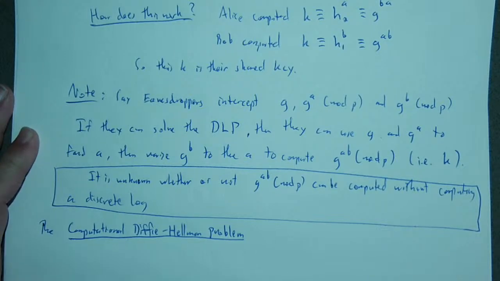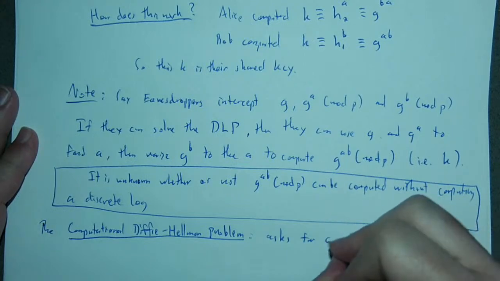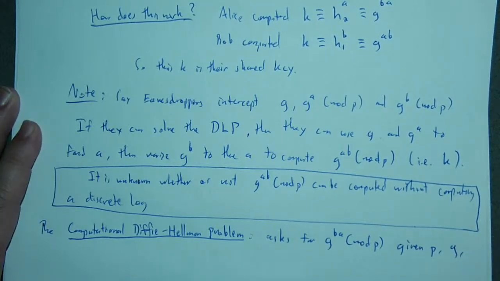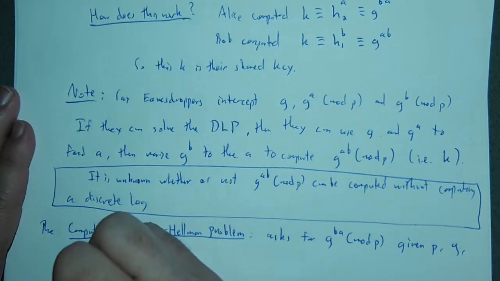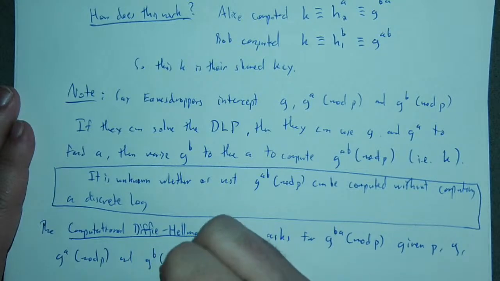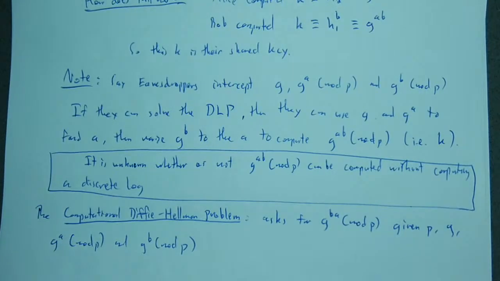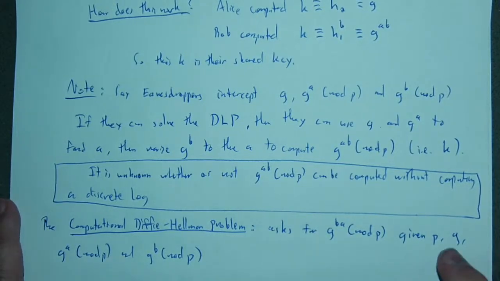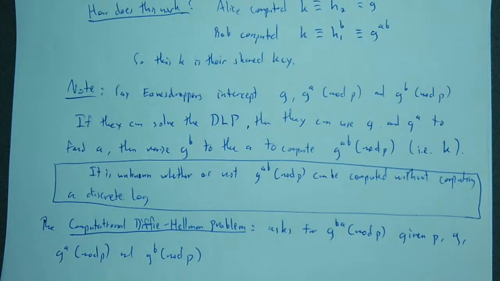So this is the computational Diffie-Hellman problem, and this asks for G to the BA mod P given P, G, G to the A mod P, and G to the B mod P. So again, note what things could be intercepted while finding this is difficult. It's P, the primitive root G itself, H sub 1, the thing computed by Alice, and H sub 2, the thing computed by Bob. So all those things could be public, and this is still a difficult thing. All right. So that's Diffie-Hellman.